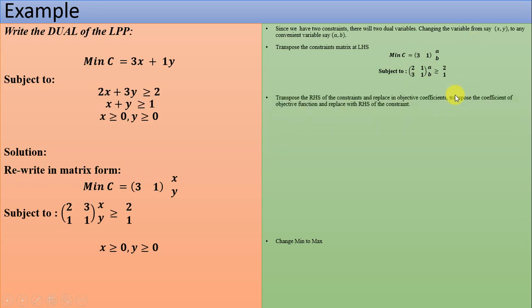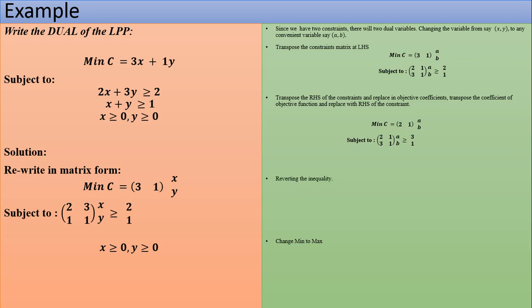The next step, you take the transpose of the right hand side of the constraint. The right hand side is [2, 1] in a column. If I change it to a row, it will be 2, 1 in a slanted form. So you replace it here at the objective function. And also you take the transpose of this 3, 1 from a row, it will become a column, and it will occupy this position, which is the right hand side of the constraint. And you have this.